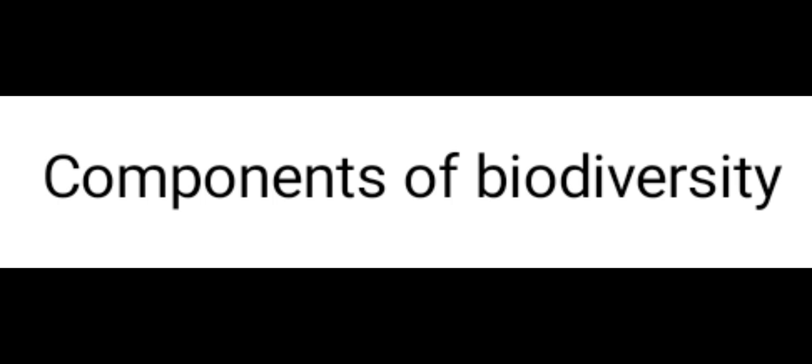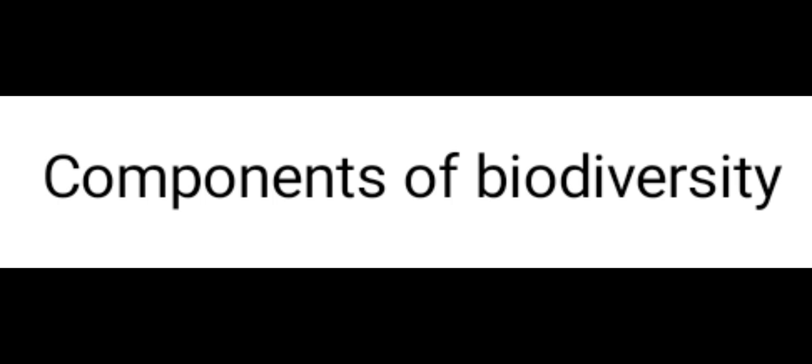So let's learn about the levels of biodiversity. There are three levels of community diversity and ecosystem diversity, namely alpha diversity, beta diversity, and gamma diversity. So first one is the alpha diversity.